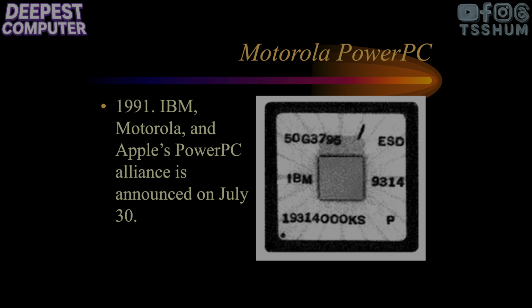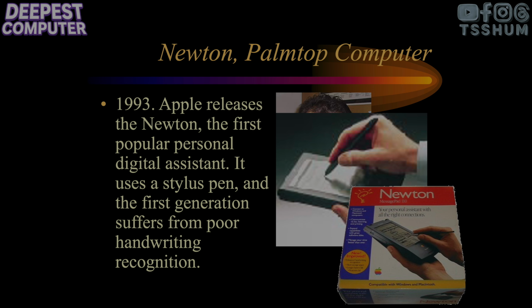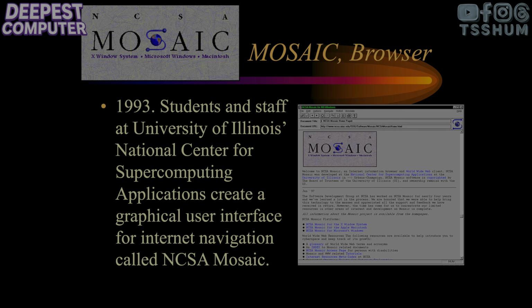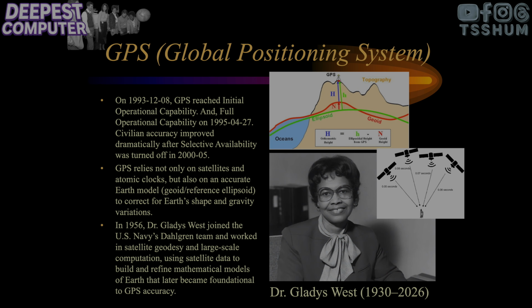In 1993, Apple released the Newton, the first popular personal digital assistant, although the first generation struggled with handwriting recognition. Intel's Pentium processor was introduced in March 1993, setting a new standard for performance in personal computers. Also in 1993, students and staff at the University of Illinois created NCSA Mosaic, a graphical user interface for internet navigation that became a popular early web browser.